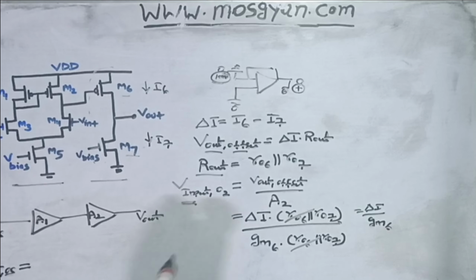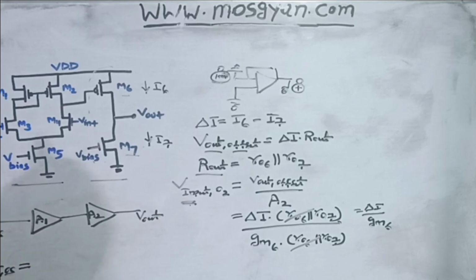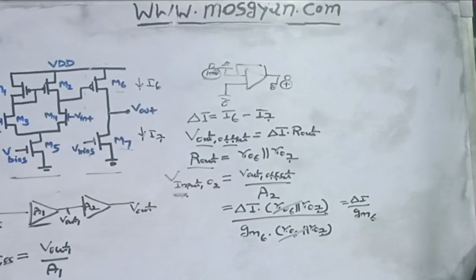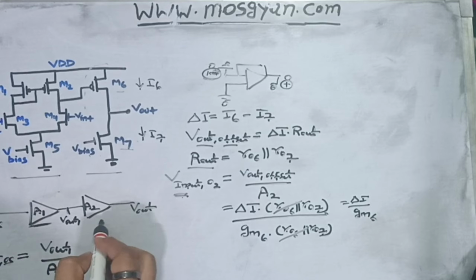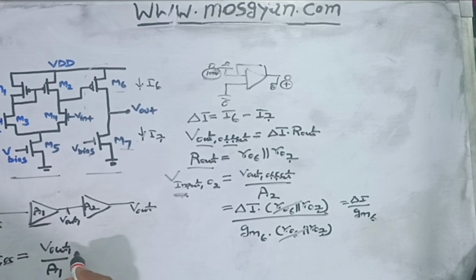The way we calculated the input referred offset voltage for a single stage amplifier, if I have to calculate the input referred offset voltage for this op-amp only, A1, which is this differential amplifier, the value would be equal to, let's assume the output here is Vout1, Vout1 divided by E1. Correct. Now, since we are calculating the input referred offset voltage for the whole system, we also need to consider the input referred offset voltage for this single stage amplifier, and whatever that comes to, we will add it, right?